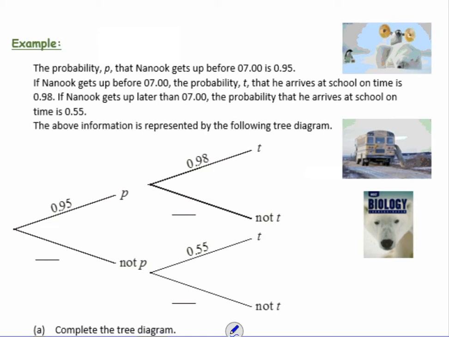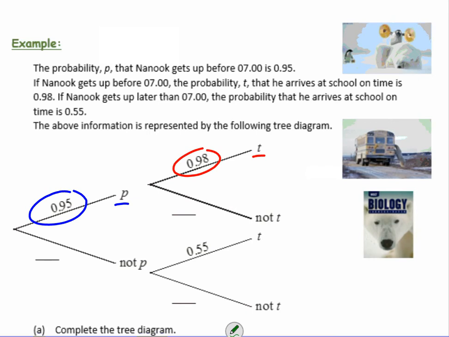So next one. What we've got down here is a new example. The probability P here that Nanook gets up before 7 AM is 0.95. See, that's already on the diagram anyway. If Nanook gets up before 7, the probability T here that he arrives to school on time is 0.98. Again, that's been added already.